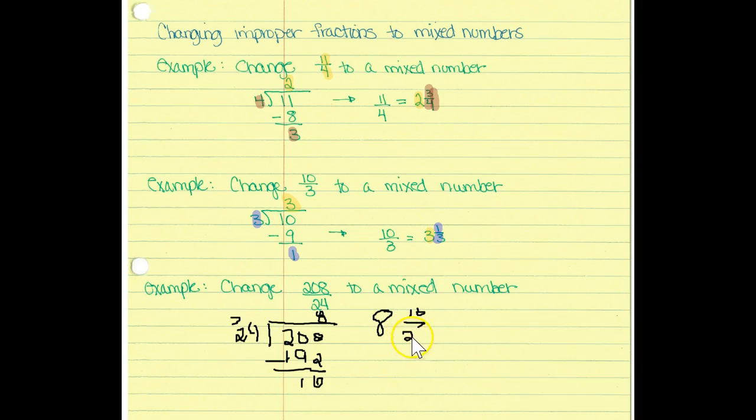But 16 24ths can be reduced. Okay? So it will be 8 and 2/3, because 8 goes into 16 2 times, and 8 goes into 24 3 times. So our mixed number of our improper fraction of 208 over 24 will be 8 2/3.